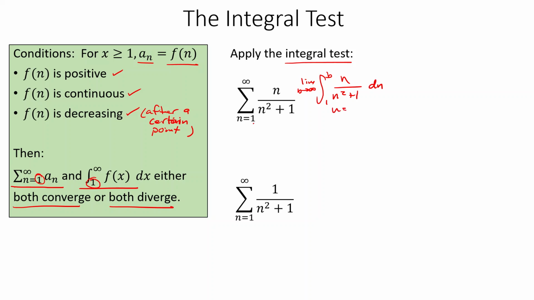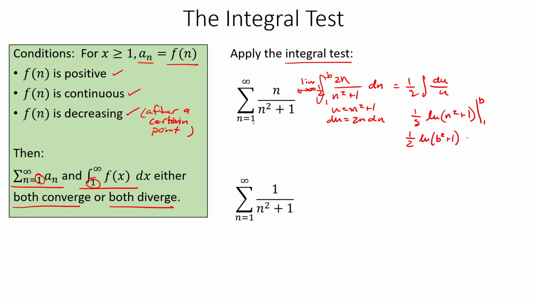All right, so our u would be the bottom, n squared plus 1. du would be 2n dn. So we'd put a 2 there and a 1/2 outside. So we're going to get 1/2 the integral of du over u. All right, so we're going to get 1/2 the natural log of the absolute value of u, which is just n squared plus 1, which is already always positive, so we don't have to worry about that. And we're going from 1 to b. So we get 1/2 the ln of b squared plus 1 minus 1/2 the ln of 2.